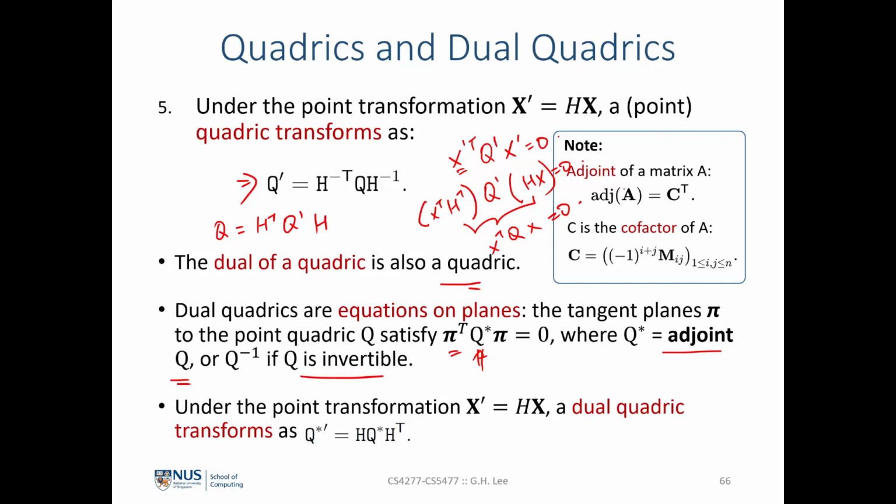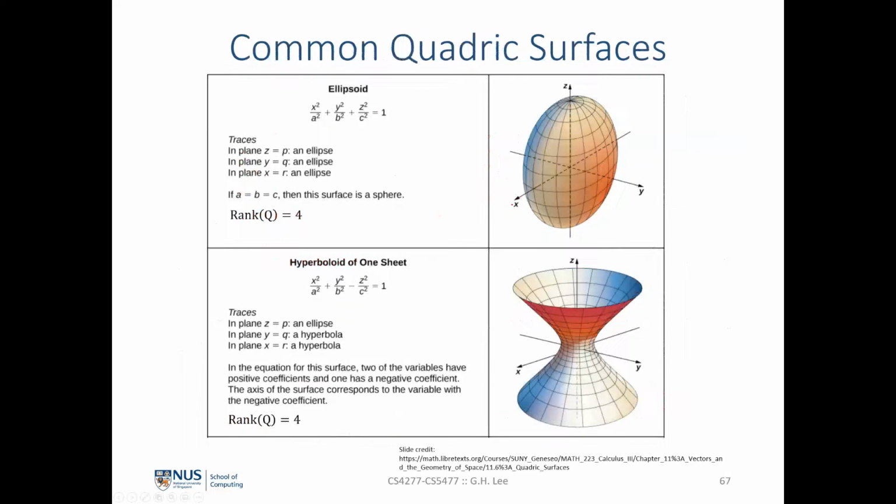So the adjoint is defined by this, where the adjoint of A is simply C transpose, where C is the cofactor of A, given by this definition over here. And under the point transformation x prime equals Hx, a dual quadric transforms as this, and I'll leave it to you to prove it. The proof would be done in the same way as shown here.